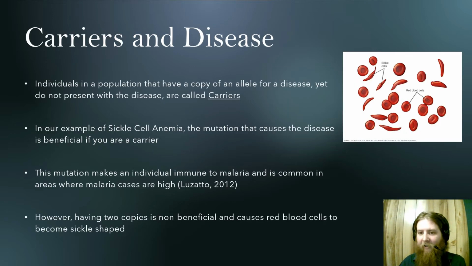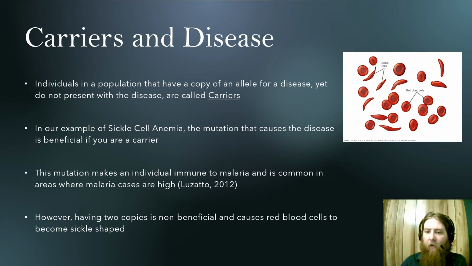So carriers and disease. We've talked about these people carrying the disease but not having it. These individuals that are in a population that have a copy of the disease yet do not present with the disease, they don't have it. These are called carriers. And with sickle cell anemia, which is quite interesting, the mutation that causes the disease is beneficial only if you're a carrier.